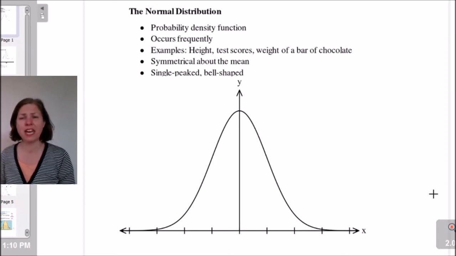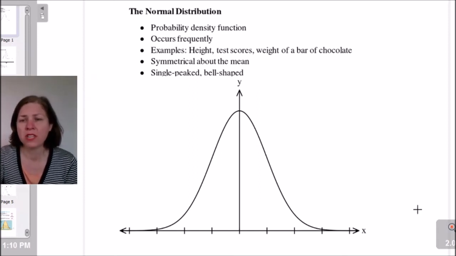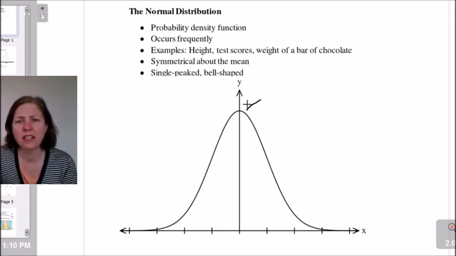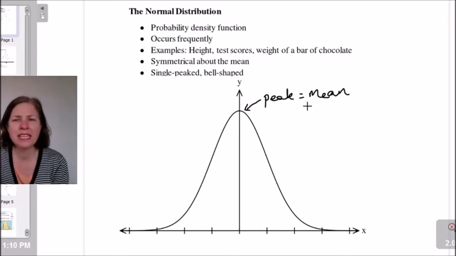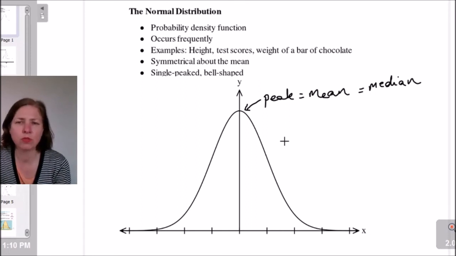So what we have there is the frequency curve for this particular distribution. And one of the things that we notice here is that we've got this peak, and the peak is the mean, right? You can see that there is symmetry around the y-axis. The peak is the mean, and it's also the median. So the mean and the median are the same.